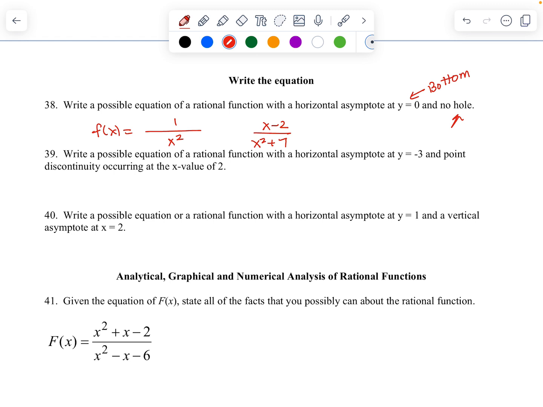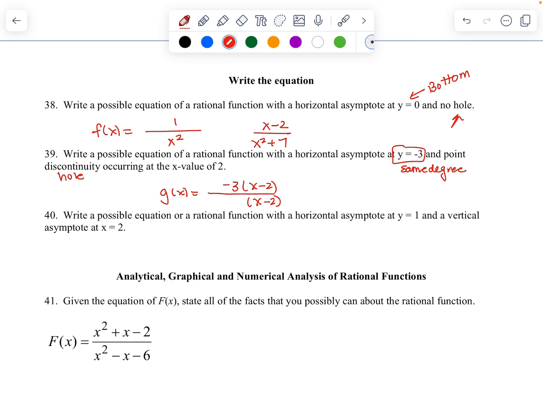Write a possible equation of a rational function with a horizontal asymptote at y equals negative 3. So this is implying same degree, and that we have to have a lead coefficient of negative 3 for that ratio, and a point discontinuity. Remember, point discontinuity means a hole occurring at the x value of 2. So since I know that there's a hole, I'm going to start with that and put x minus 2 and x minus 2 in there. Because I have to have the same degree and a ratio where the negative 3 is there, I'm just going to put a negative 3. I have simply made this work, right? That's all I need.